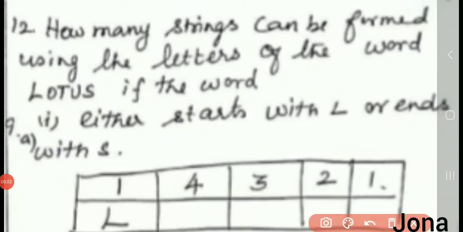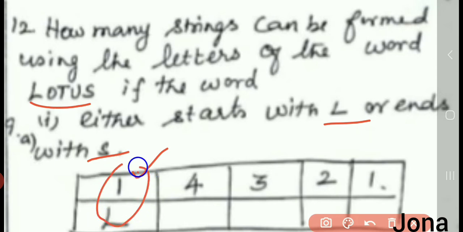12th sum. How many strings can be formed using the letters of the word LOTUS if the word either starts with L or ends with S? Here the number of letters is 5 in total. Here the first letter must be L. So we can start with L now.